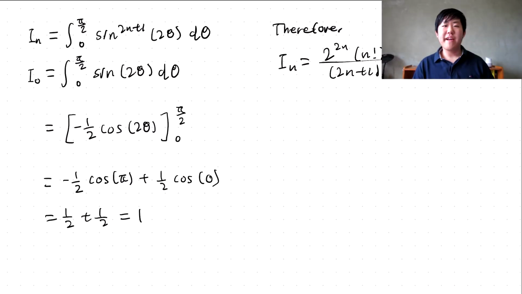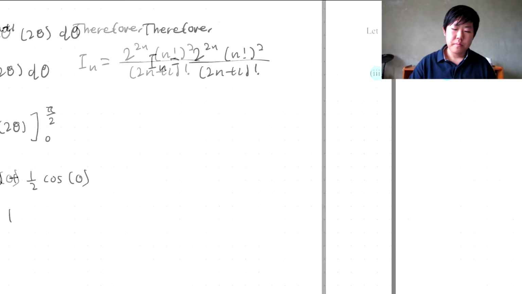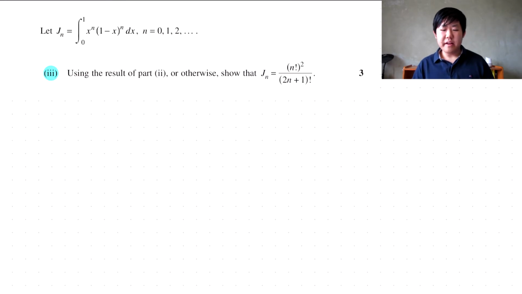So now that we are halfway, let's move on to part 3. Here it says let Jn equal the integral of x to the power of n, 1 minus x to the power of n, with the bounds of 0 to 1, where n equals 0, 1, 2, dot dot dot. And part 3 is using the result of part 2 or otherwise, show that Jn equals n factorial squared, all over 2n plus 1 factorial. And this question is a little bit tricky because it's hard to first pinpoint how to approach this question.